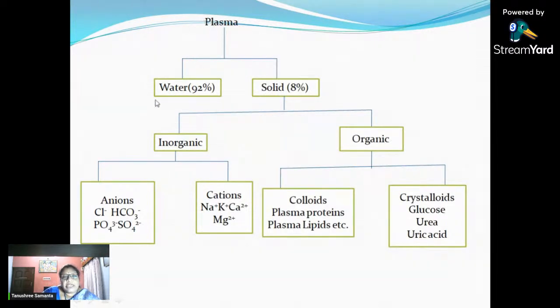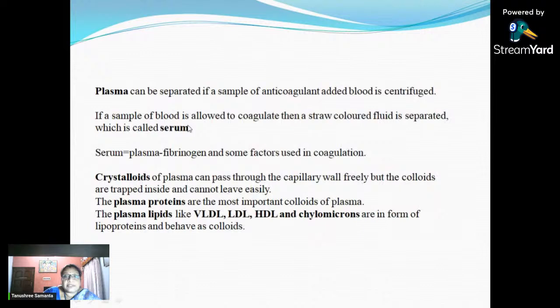Hence, the plasma can be divided into two parts, that is the water and solid, water being 92% and solid 8%. Solid can again be divided into inorganic and organic components. The inorganic is accounted to anions and cations, and the organic to colloids and crystalloids. These colloids are nothing but plasma proteins and plasma lipids, and the crystalloids are certain biomolecules.